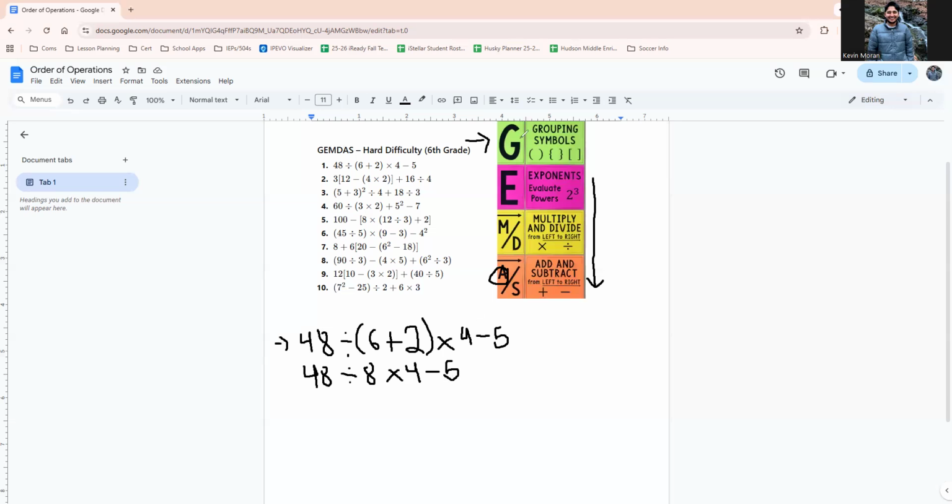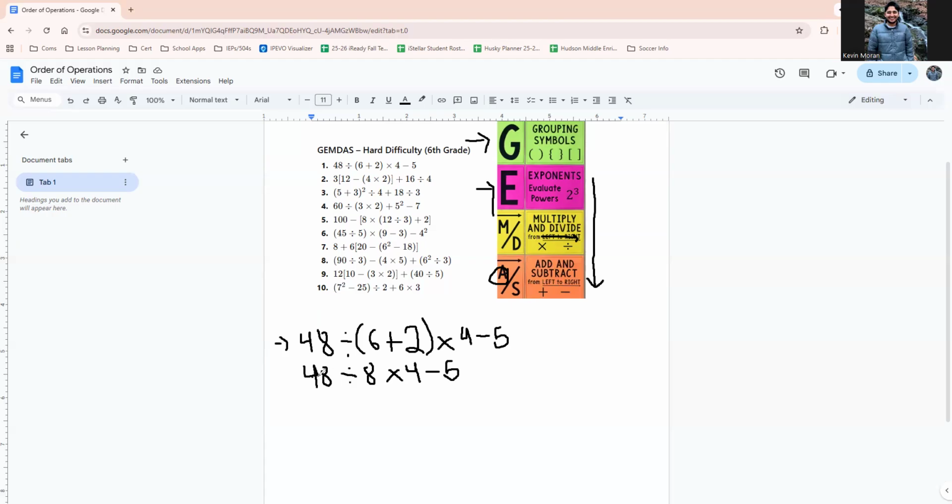And now let's go down my line again. Groups: no more parentheses, no more brackets or braces. Exponents: I don't see any exponents. Multiplication or division: I see division and multiplication. I'm going to go from left to right whenever I'm looking at both of these. It doesn't matter if it's multiplication then division, or division then multiplication. It's always just going to be left to right. So let's go left to right.